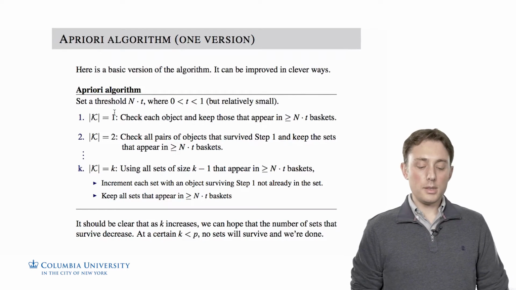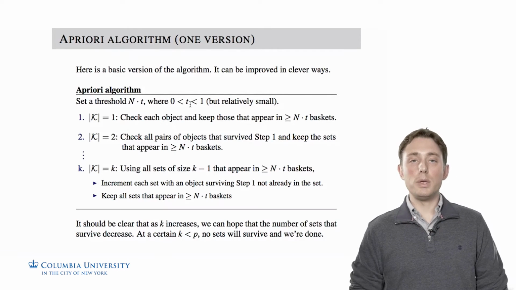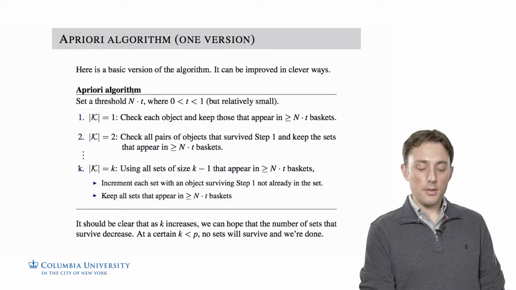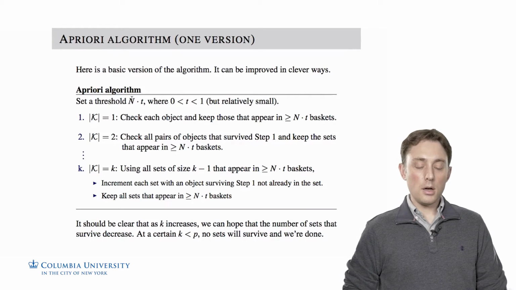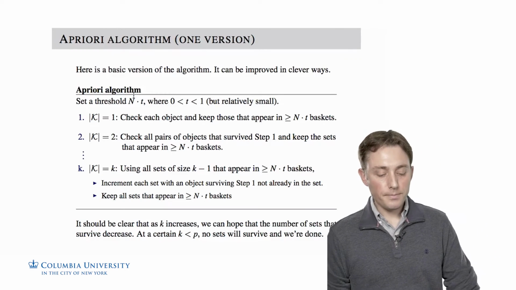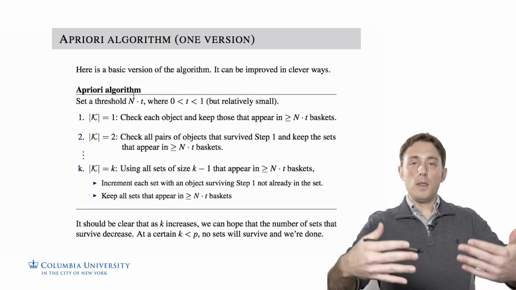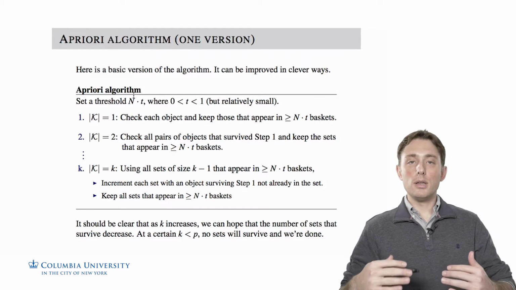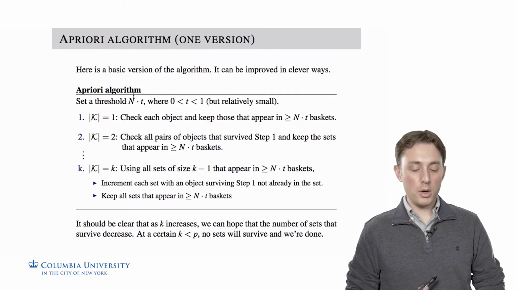First, we're going to set some threshold, n times t, where t is a number between 0 and 1, but relatively small enough that we don't expect there to be many subsets that co-occur together more than n times t times in our data set. The a priori algorithm then has one iteration for each size of subsets that we might want to check.